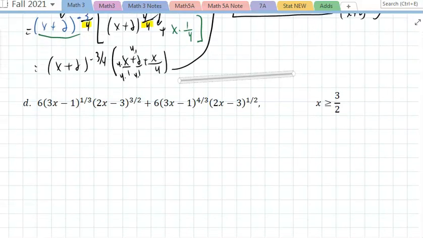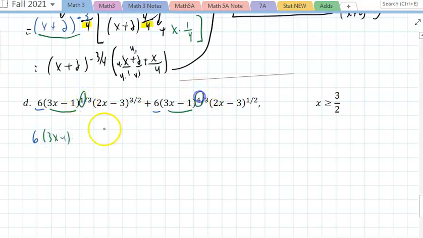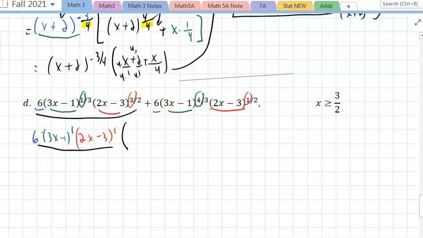Last problem I have is they both have a 6. I'll take a 6 out. They both have a 3x minus 1. I'll take that out. I have a power of 1 and a power of 4. I'll take the least power. And they both have a 2x minus 3. I have a 3 and a 1. I take a 1. Now, if I take this first term divided by this first term, the 6's cancel out. The 3x minus 1 cancel out.